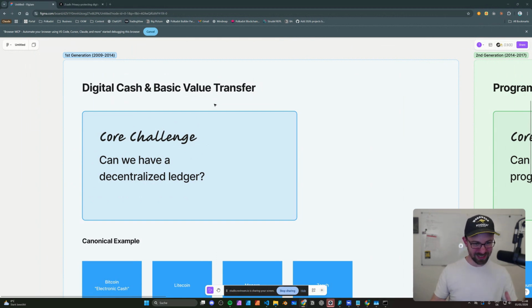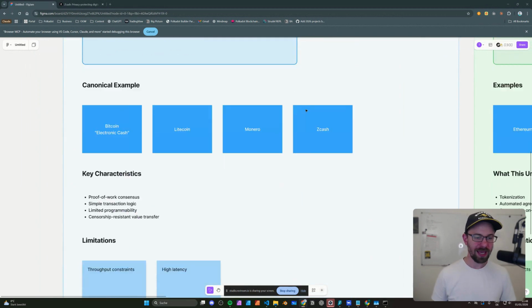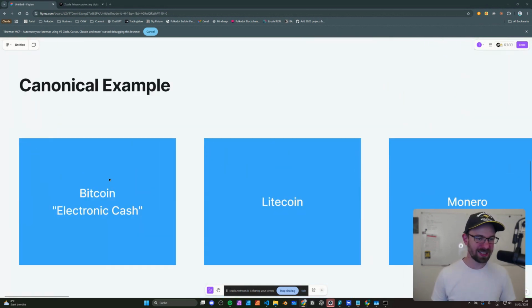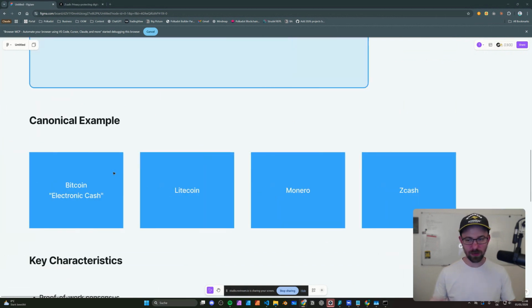And Bitcoin answered the question, can we have a decentralized ledger? Can we decentralize control from this one server to a range of different servers? And the canonical example of that is, of course, Bitcoin, but there are also other blockchains that emerged around that time and a little bit later, like Litecoin, Monero, Zcash.